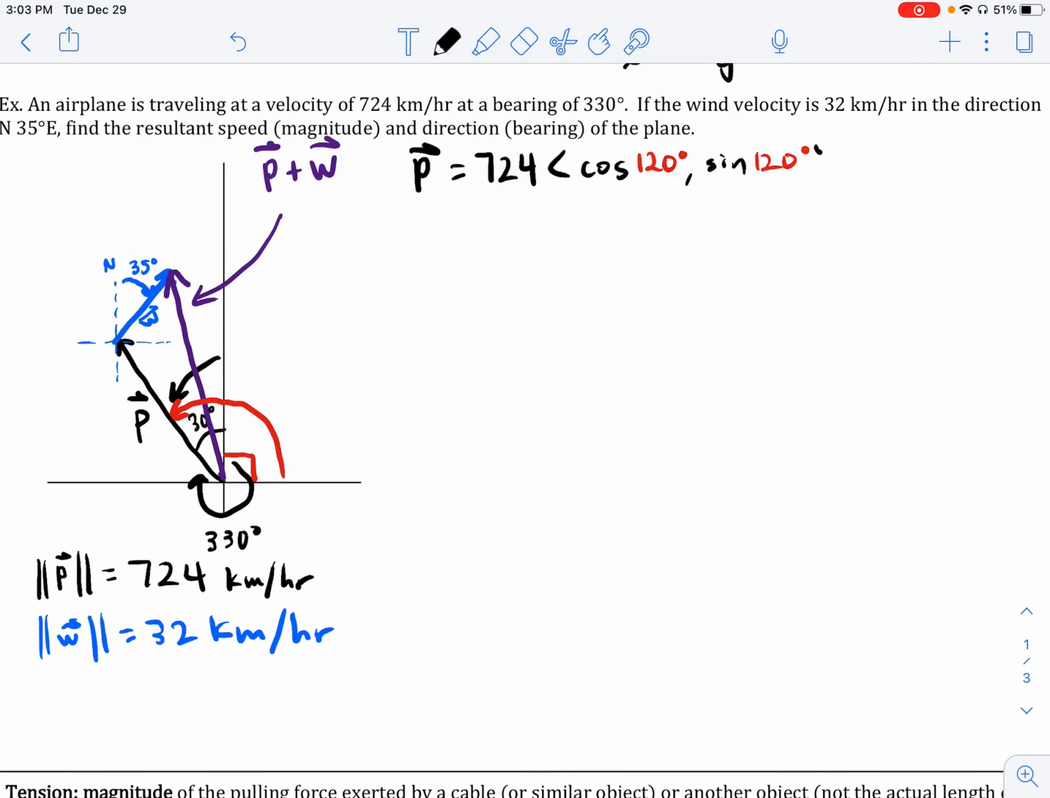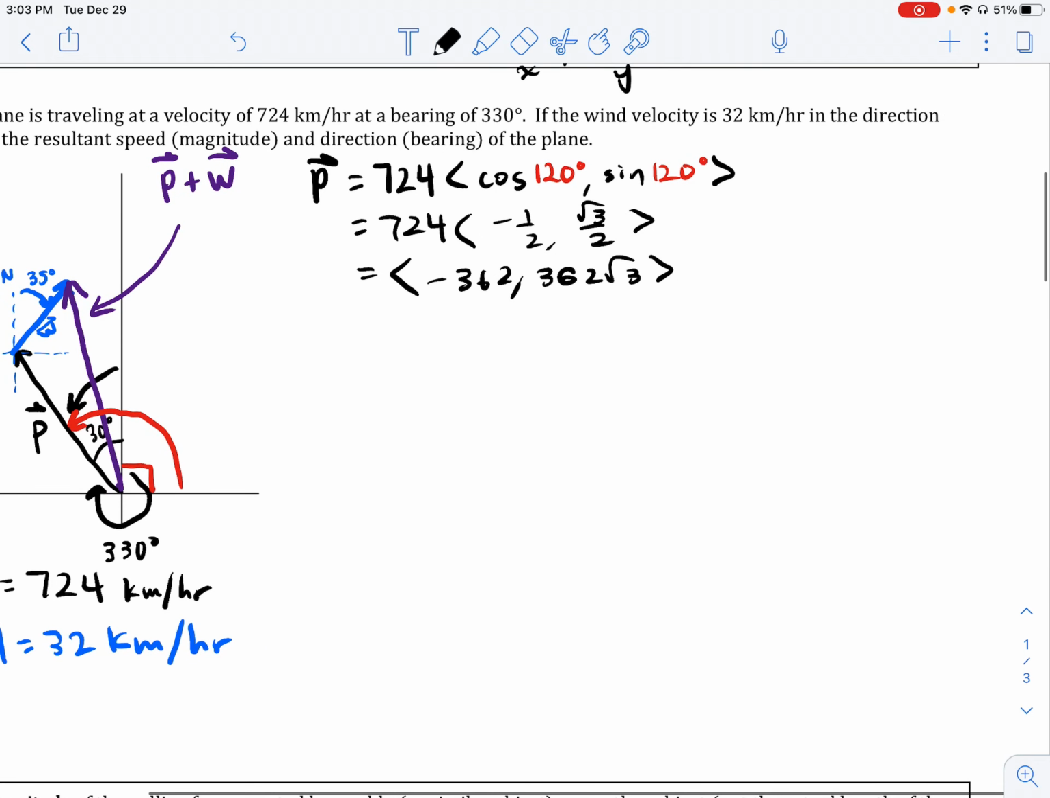If we express that, we then evaluate those trig functions. So it's 724 times; cosine of 120 is negative 1/2, and sine of 120 is root 3 over 2. And so this would give us negative 362, and then 362 root 3. So there's our P vector, or our vector for our plane. Now let's go ahead and do the wind vector.